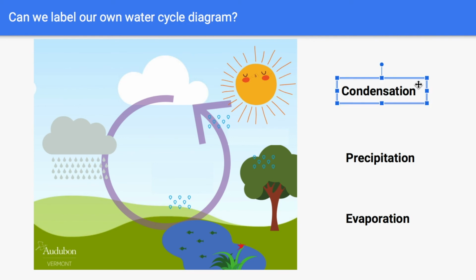Now we're going to match up parts of the water cycle to the diagram. So, what can we look at first? Condensation. Where do you think that belongs on the graph? Does it belong down here? Does it belong up there?